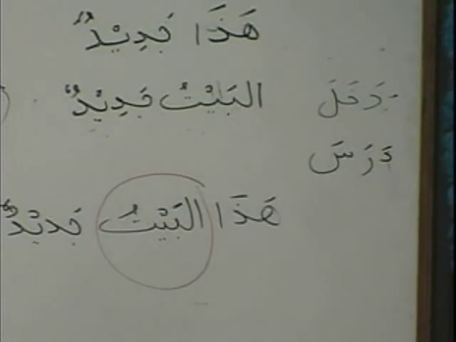Ready, brothers and sisters? How will you conjugate? Dakhala, dakhala, dakhalu, dakhalat, dakhalata, dakhalna, dakhalta, dakhaltuma, dakhaltum, dakhalti, dakhaltuma, dakhaltunna, dakhaltu, dakhalna. MashaAllah. See, when we do it in sequence it's easy, but then we are going to practice.